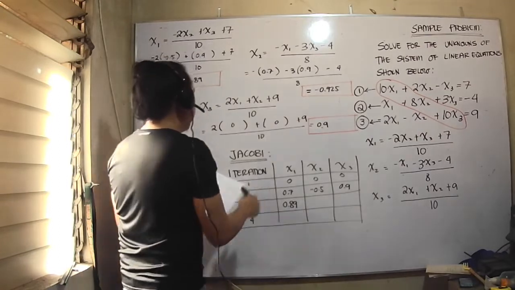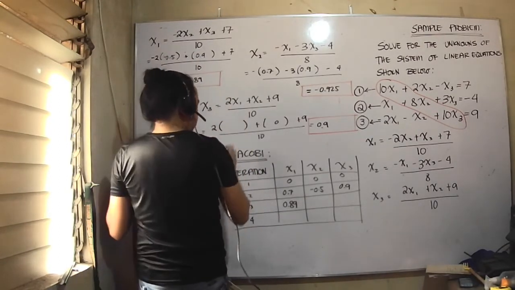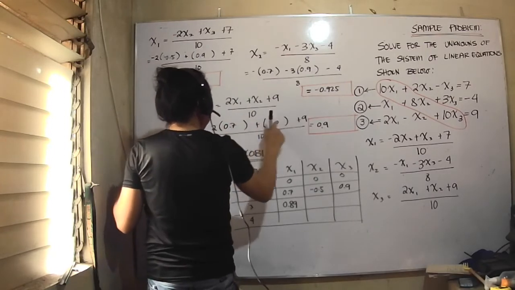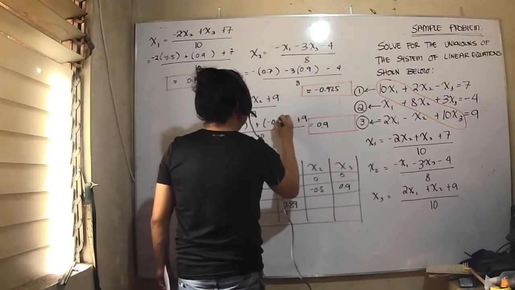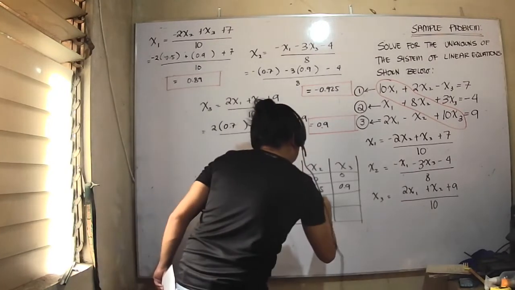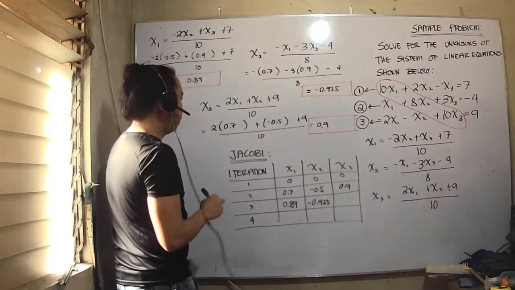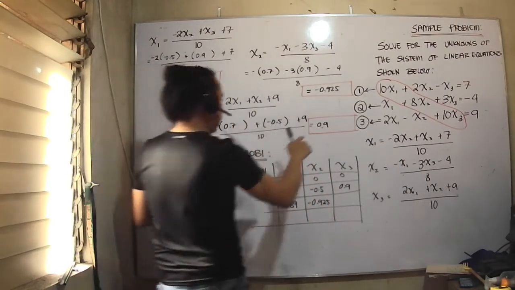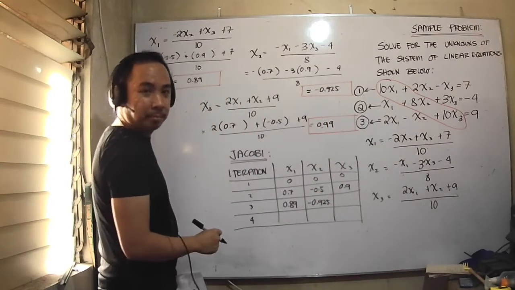Now for x3, the case is similar. x1 is equal to 0.7, x2 is equal to negative 0.5. By the way, I said 0.925. 0.5 is added to everything. That is equal to 0.99. Okay?